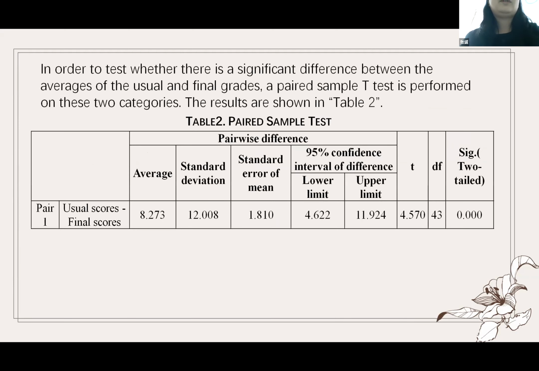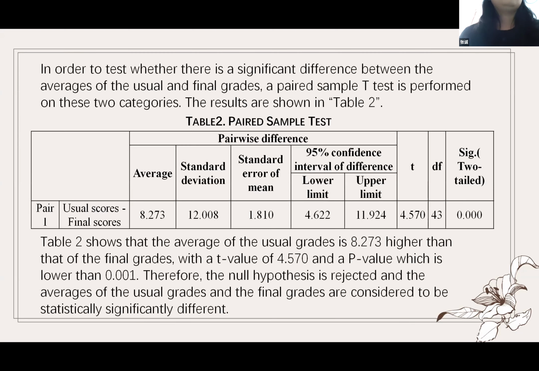In order to test whether there is a significant difference between the averages of usual and final grades, a paired sample t-test is performed on these 2 categories. The results are shown in Table 2. Table 2 shows that the average of the usual grades is 8.273 higher than that of the final grades, with a t-value of 4.570 and a p-value which is lower than 0.001.